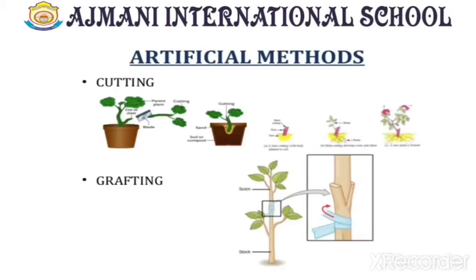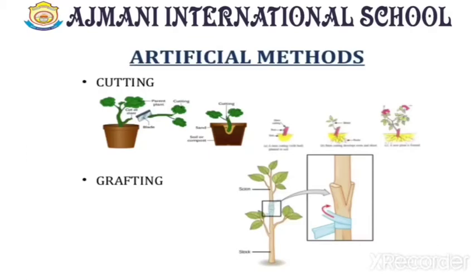Let's see the artificial method of vegetative reproduction. The artificial methods are used by some farmers and scientists to produce identical plants from the parent plants. These methods include stem cutting, layering, and grafting. Stem cutting: in this method, a part of the stem with a few leaves attached is cut and placed in the soil. After some time, new roots and leaves grow from the base of the stem cutting, in plants such as rose and cactus.